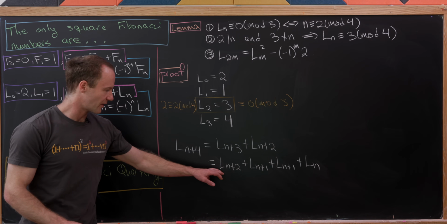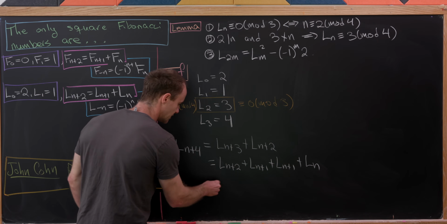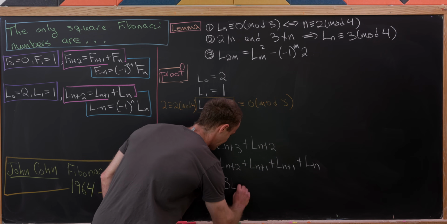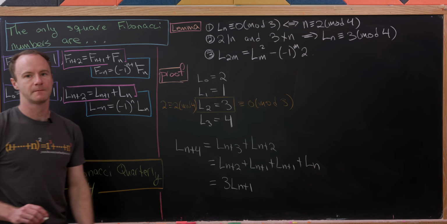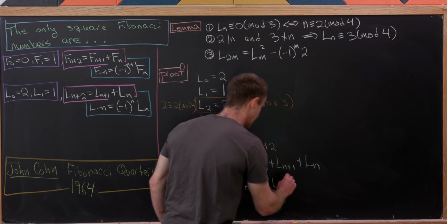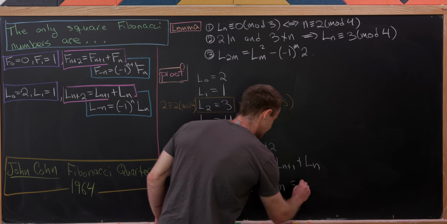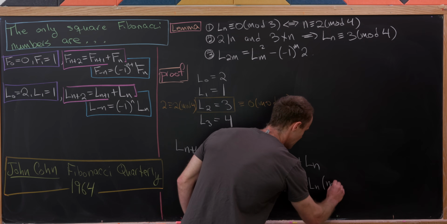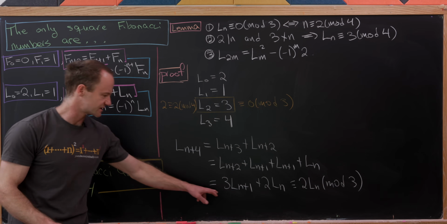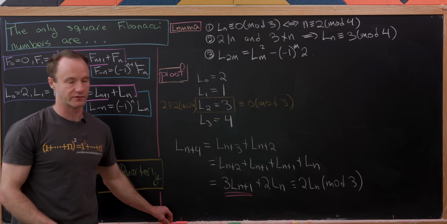Okay, and then we're going to apply the recursion one more time to this L sub n plus 2. So that'll give us another L sub n plus 1. We'll combine it with those two to have 3 L sub n plus 1. And then it'll give us another L sub n, so we'll have 2 L sub n. But let's note that that is congruent to 2 L sub n modulo 3. And that's because we've got this 3 right here. This thing right here that I'm underlining in red is most definitely a multiple of 3.